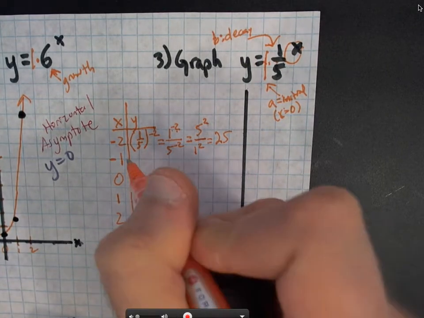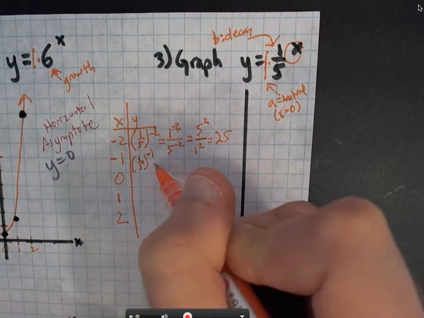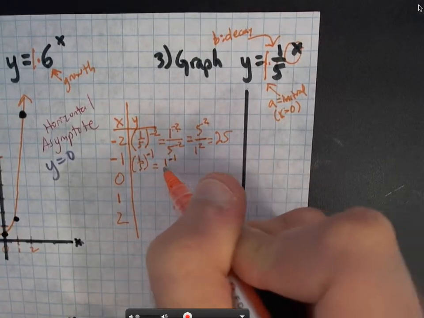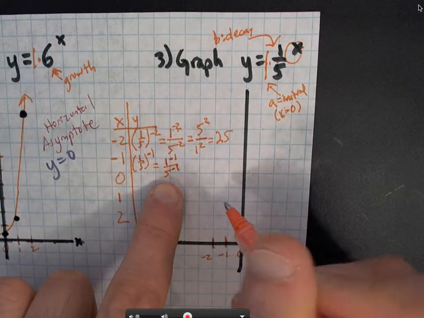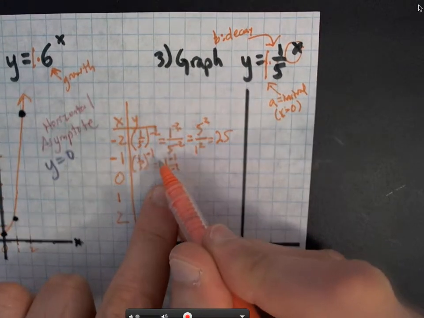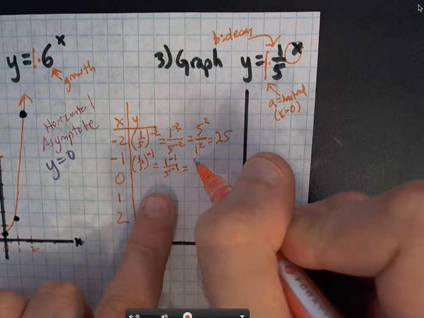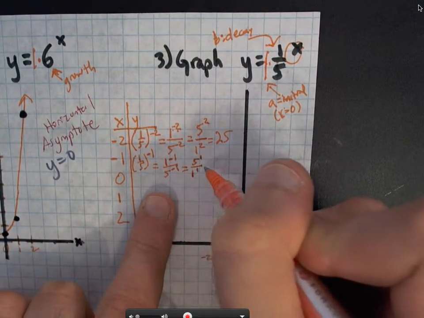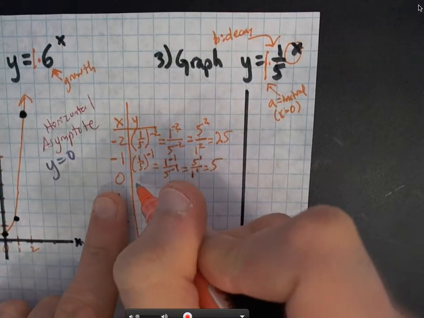Okay, same thing here. -1, so 1/5 to the -1 means 1 to the -1 over 5 to the -1. So they're basically going to switch. The 1 to the -1 is going to come down here, and the 5 to the -1 is going to come up there. And you're going to get 5 to the first over 1 to the first, or just 5 over 1, which is 5.